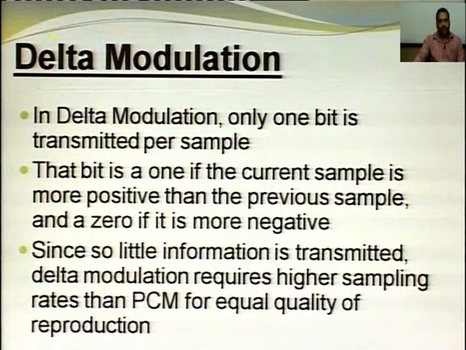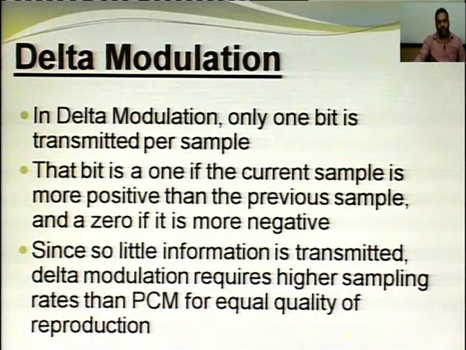Delta modulation is the next technique, which is better than PCM. In delta modulation, only one bit is transmitted per sample, a single bit instead of 3 or 4 bits. That bit is a 1 if the current value of the sample is more positive than the previous sample, meaning the sample is compared with the previous sample. If it is higher than the previous sample, then 1 is generated. If it is negative, meaning the sample is smaller than the previous one, then 0 is generated.